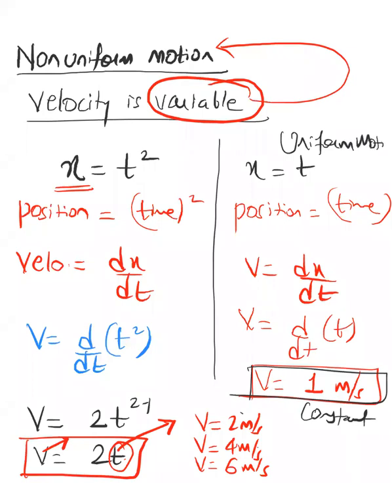Conclusion. The conclusion is that whenever position is proportional to time power 1, it is uniform motion. Other than time power 1, if time power 2, 3, 4, anything is there, it is a variable velocity and it is a non-uniform motion. That is the conclusion of this discussion.